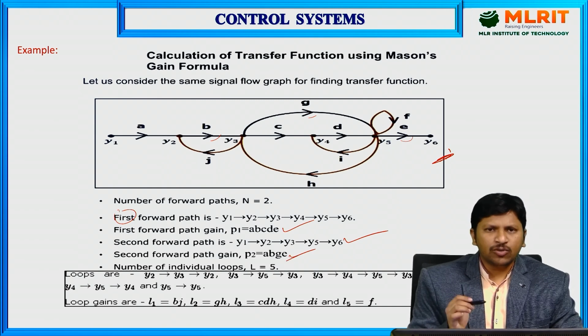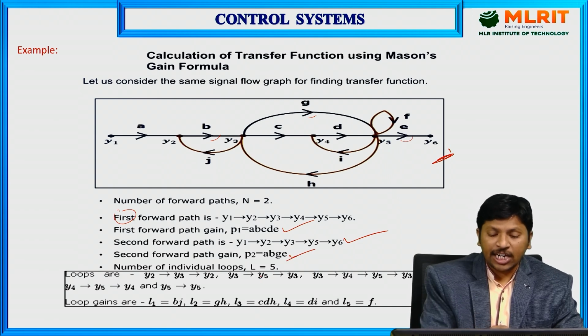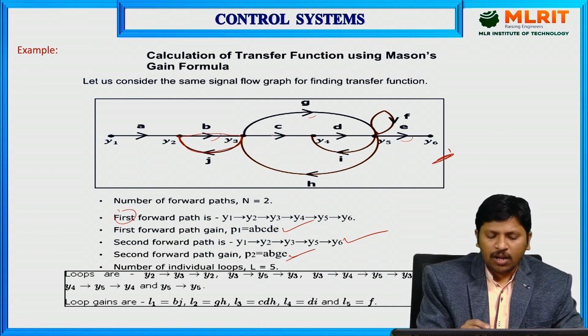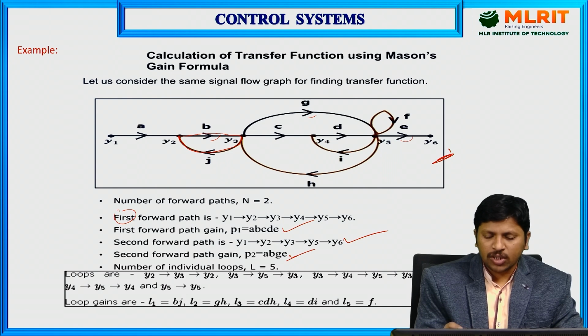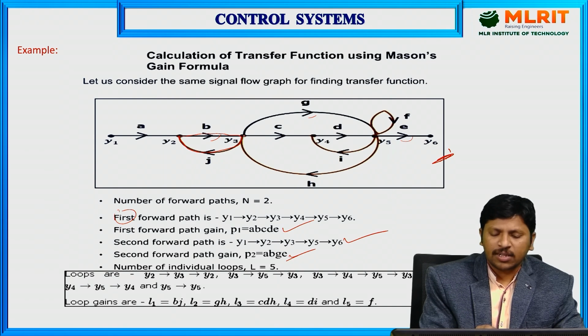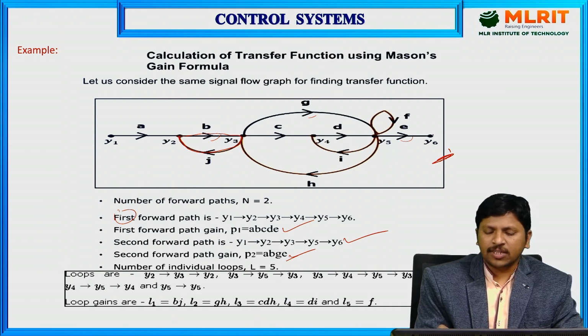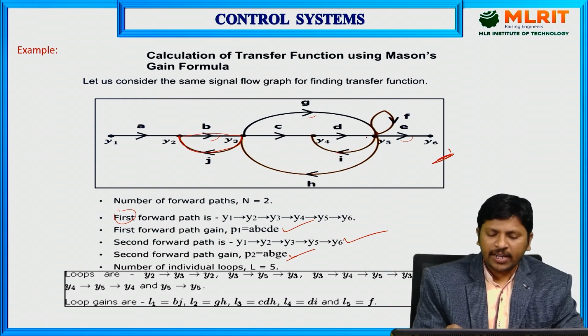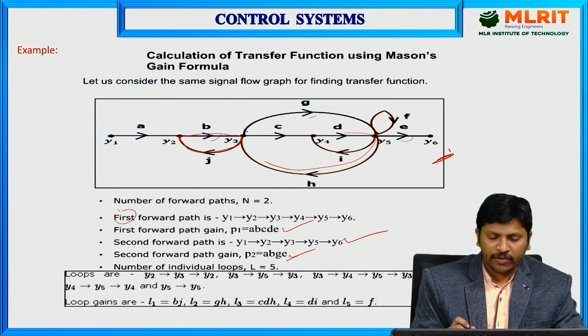Number of individual loops here. Now we are going to calculate the individual loops. Is this one an individual loop? No, because the signal moves from y3 to y5 but does not return to y4, y3; it moves to y6. So it is not a loop, it is a path, right? Here this is a self loop, and here one more loop, and from here to here is one more loop. How many loops are available?